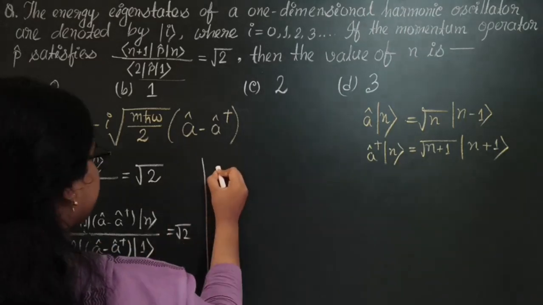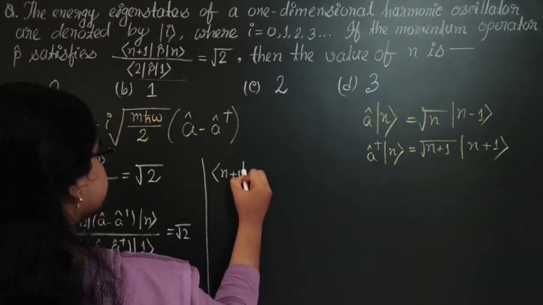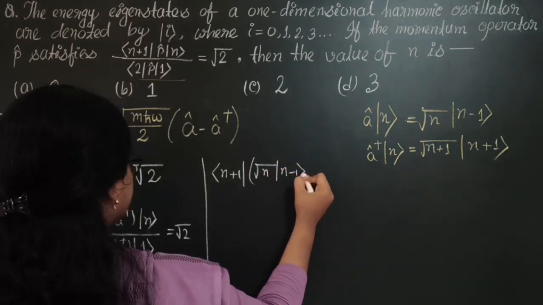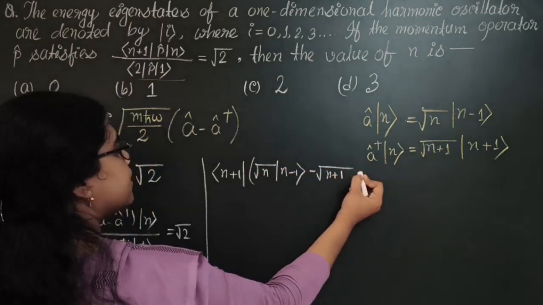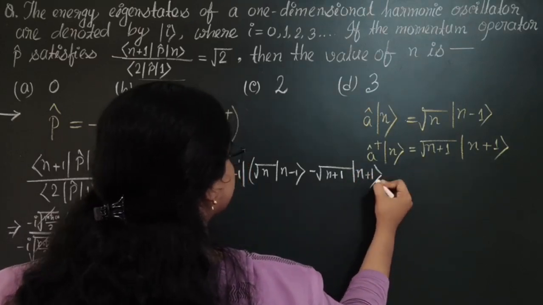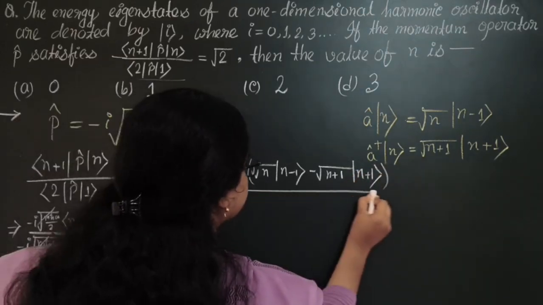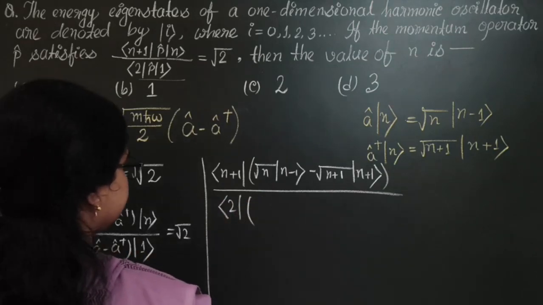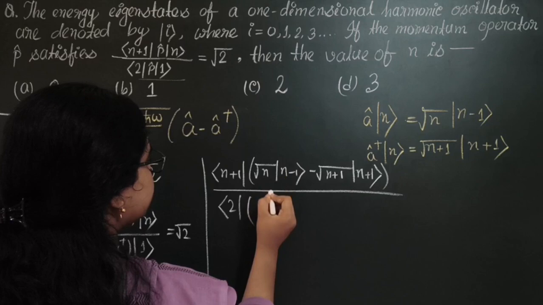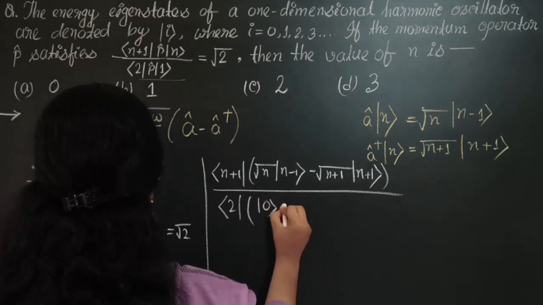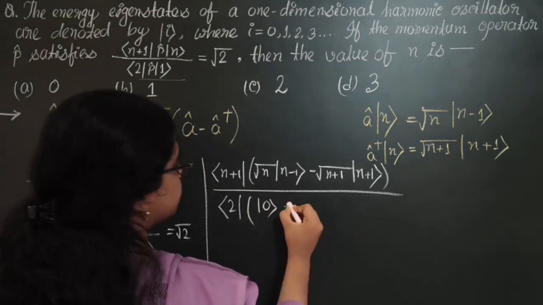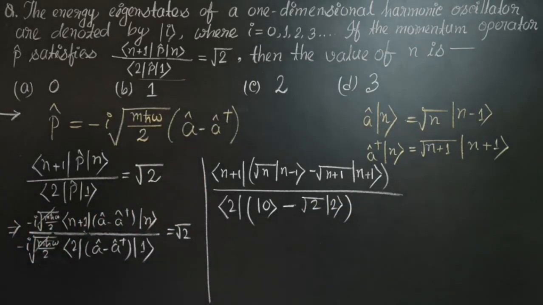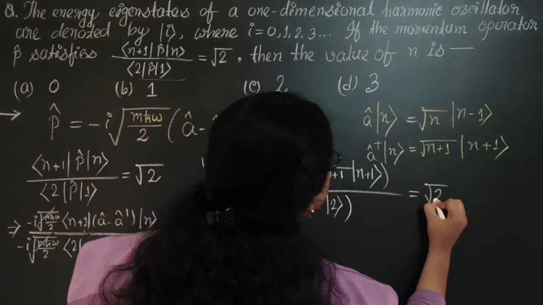This will cancel out and ⟨n+1|. So when a acts on this, it will give |n minus 1⟩ minus root n plus 1, okay, by 2. a acts on |1⟩ will give root 1, that is 1, and state 0, minus when a dagger acts on 1, that will give root 2 and state 2. Okay, this is equals to root 2.